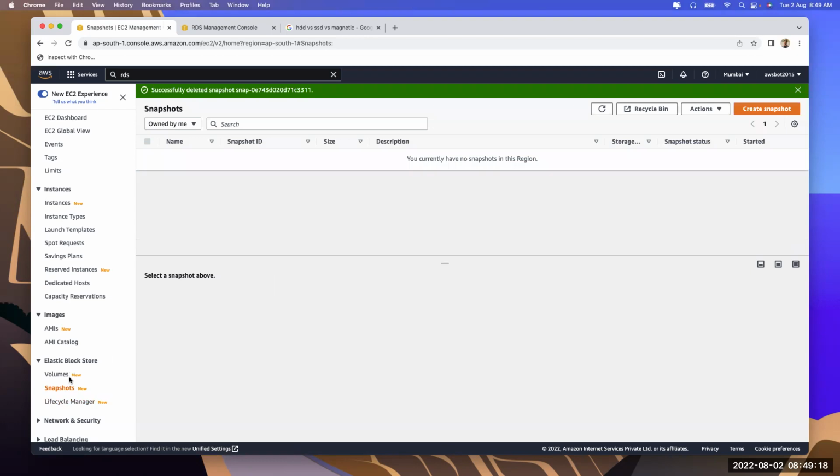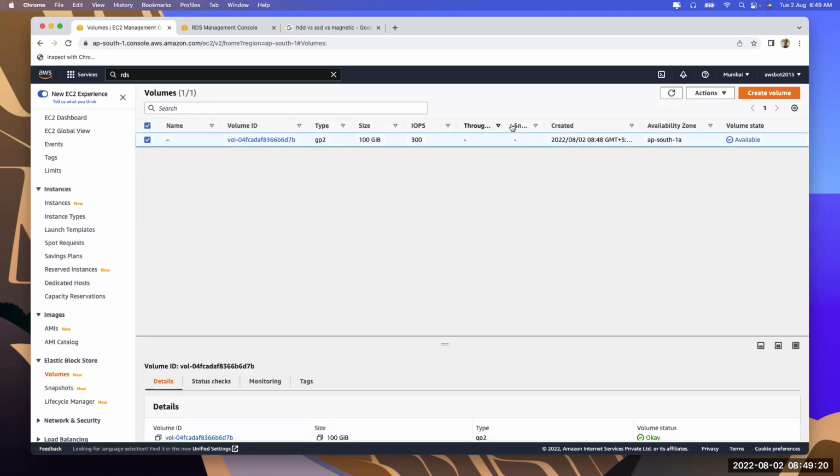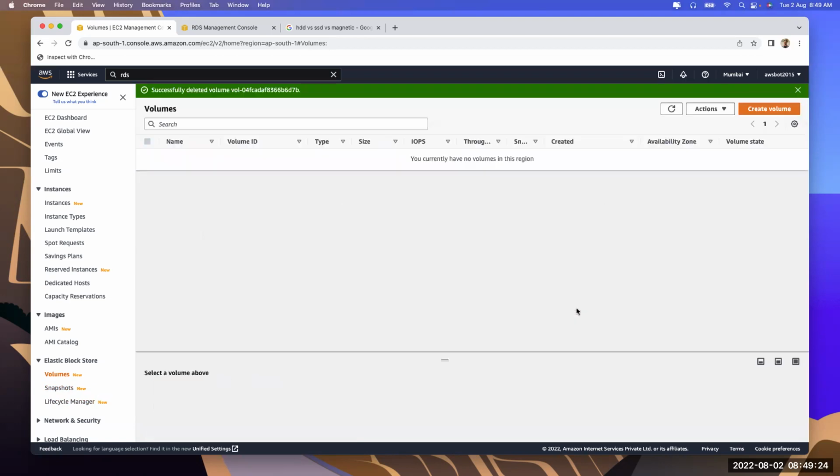Finally, if you don't have any reason to work on volumes, please go and delete them, because AWS would be charging you for just creating a volume and a snapshot as well. So that's it. If you have any questions for volumes, you can ask me now.